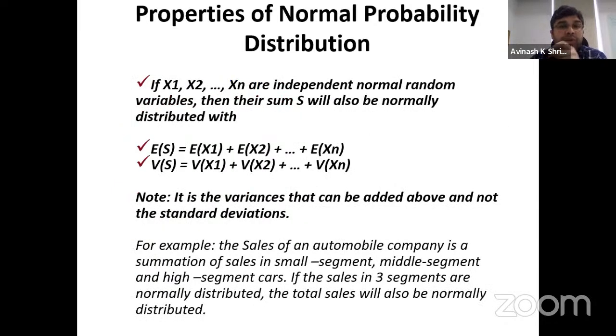And now we have a few more properties which say that if x1, x2, xn are independent normal variables, then their expected value is nothing but the sum total of all the individual values. Similarly, the variance is equal to the sum of the individual variances, right? Look at the example here. For an automobile company, the sales in a small segment, middle segment, and high segment, the total is the sum of the small, middle, and the high. So if the distributions in small, middle, and high are normally distributed, then the sum total will also be normally distributed, right?